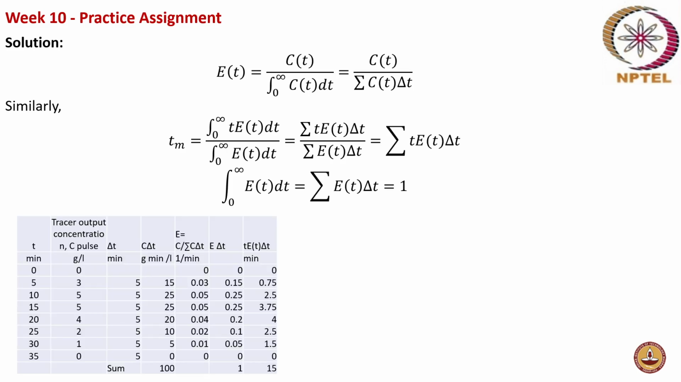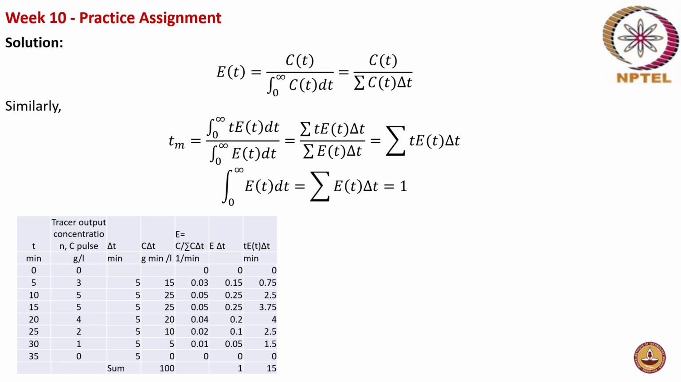Now we have to find their individual values. So we have the table with all of these. We have been given time and tracer output concentration in gram per liter. Now we can find from this what is delta t for each case. Delta t, the time difference between t1 and t0, is 5. Similarly, t2 minus t1 is again 5, and t3 minus t2 is again 5. So for all the cases the time is uniformly distributed, which means your delta t for all the cases is 5 minutes.